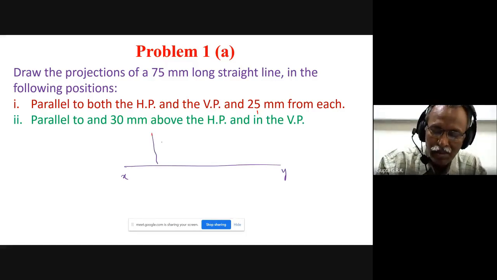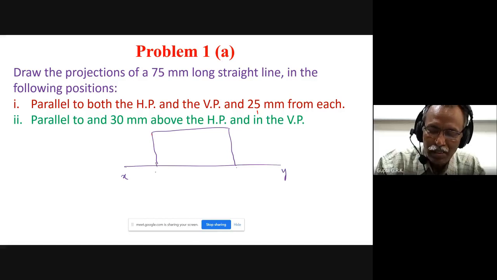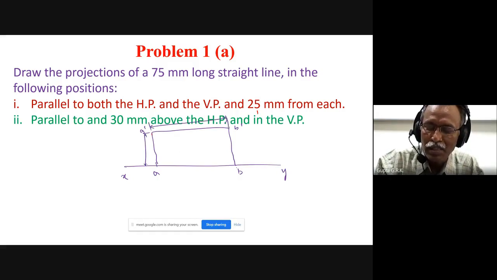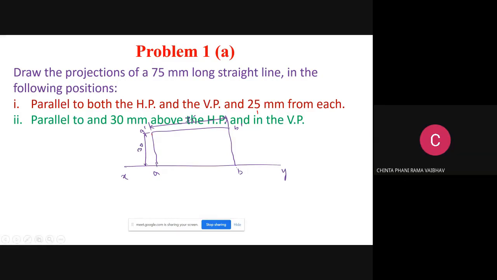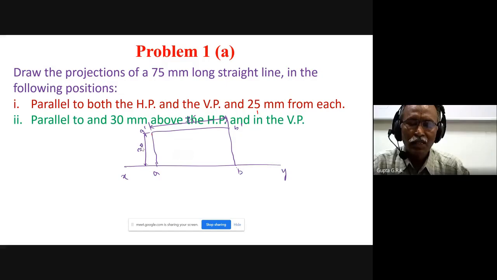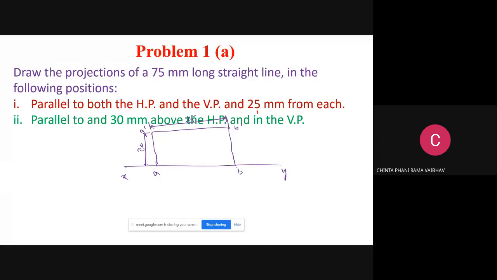So I have to draw like this. This is A, B, A dash, B dash, and show this length, and then show this length. That's it. Sir, for the first and second case, we didn't mention the distance from the vertical plane as 25 mm, but you are drawing the same as before. In the previous one, I showed 25 from each, isn't it? You have shown only from the horizontal plane, sir.